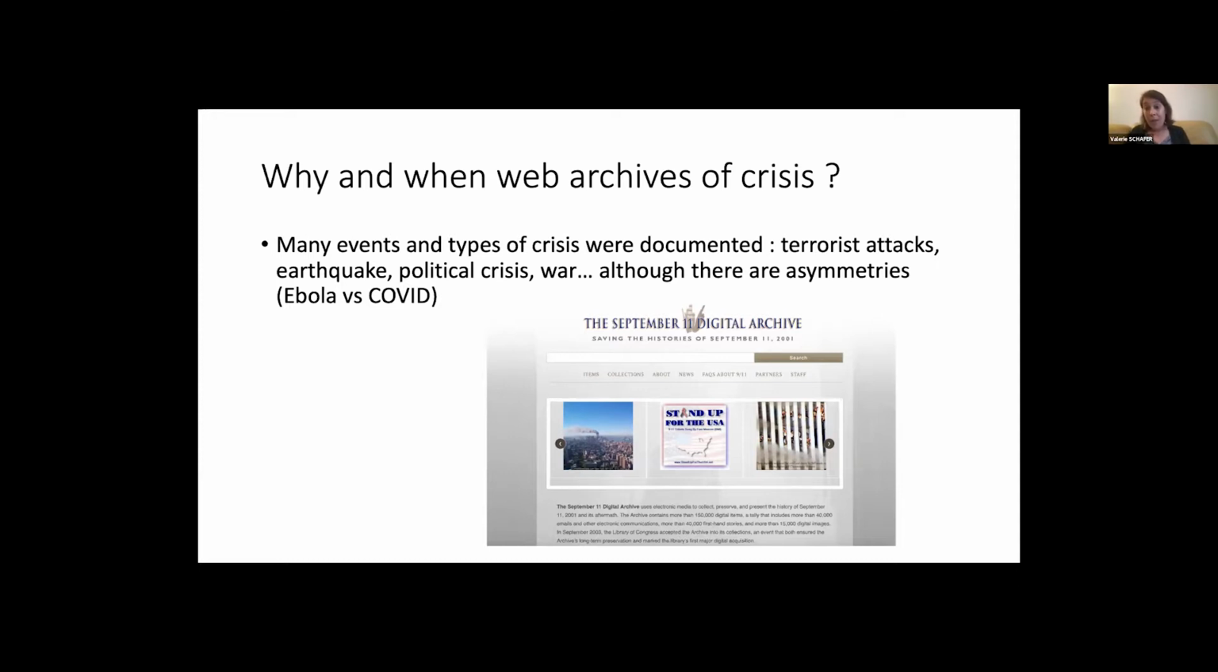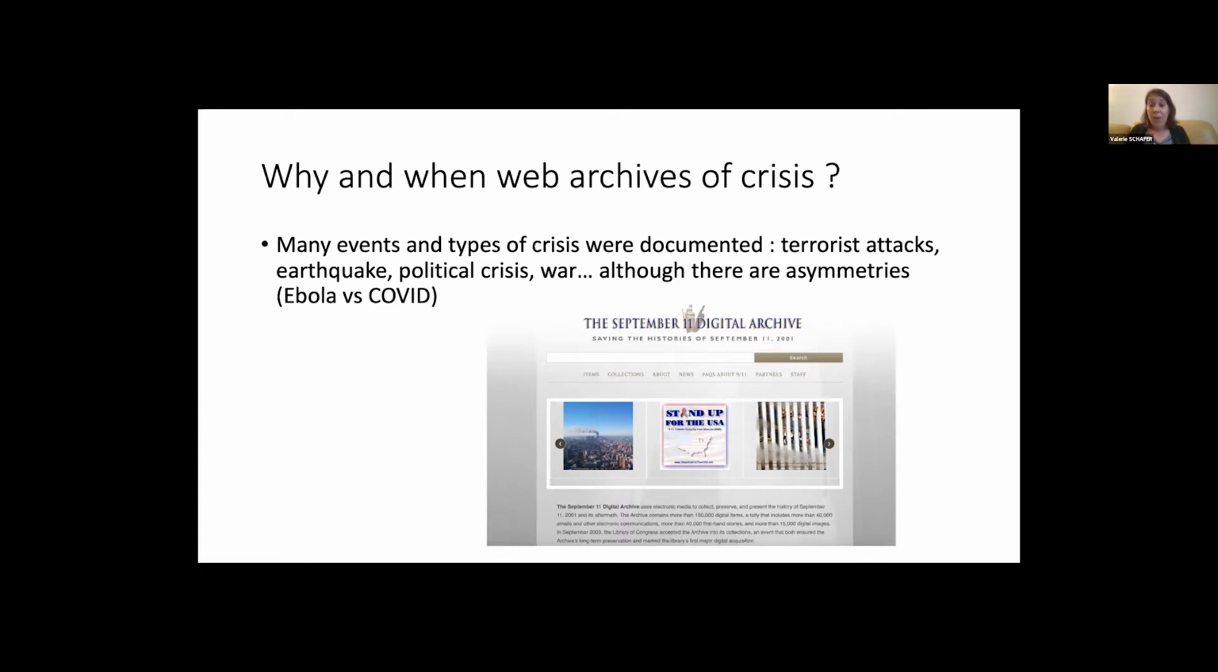Wars, we will come back to the current war between Russia and Ukraine in a few minutes. And of course, there are asymmetries. For example, if you want to compare the web archives of Ebola and of COVID, you see that COVID was of more interest, I would say, worldwide, than Ebola, which is not so well documented.